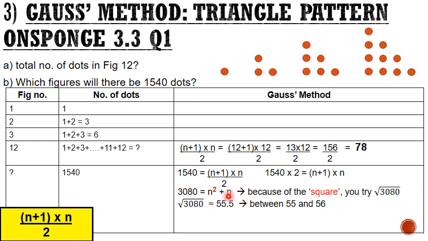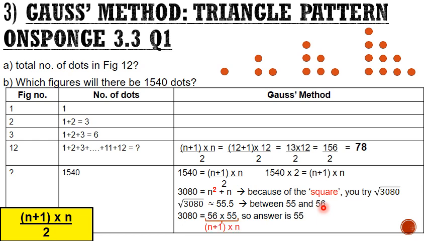So we don't know how to solve this, but this is very close to n squared, or n times n. So we try the square root of 3080. The square root of 3080, you will get 55.5. Usually you will get a number with a decimal point. And this number is between two whole numbers. So this one is between 55 and 56.